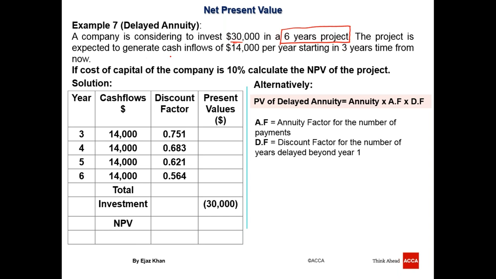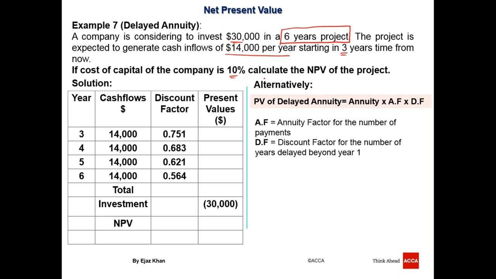The project is expected to generate cash inflows of 14,000 per year, but more importantly, it is starting from year 3. So it means that we are not going to receive anything at the end of year 1, and we are not going to receive anything at the end of year 2. So the very first payment that we will be receiving will be from the end of year 3.